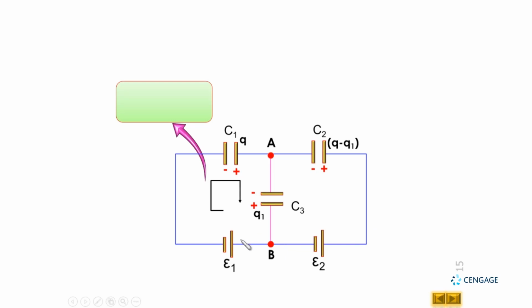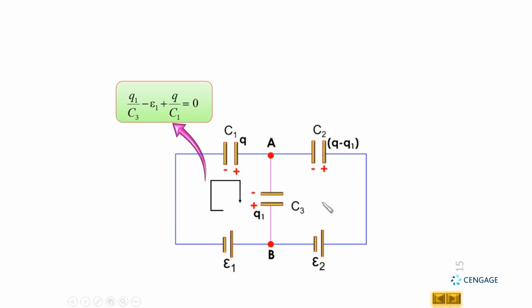Then we will be moving in this branch, we will cross the battery, and if we cross the battery, there is a fall of the potential, that is E1, that is minus E1. Then we will be moving in this part. So rise in the potential here will be Q divided by C1, and finally we close the loop. That means the summation of the fall and rise is equal to 0. So this is the loop equation for the left hand side part.